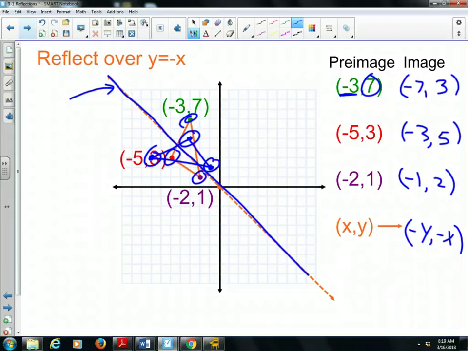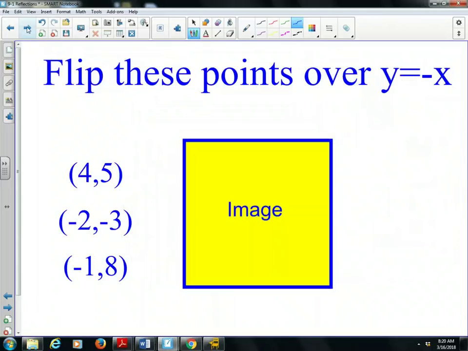So when you reflect a figure over the line y equals negative x, here's what happens. The ordered pairs change their sign and they change their spot. The x goes to the y coordinate, the y goes to the x coordinate. All right, you guys try this one over the line y equals negative x.